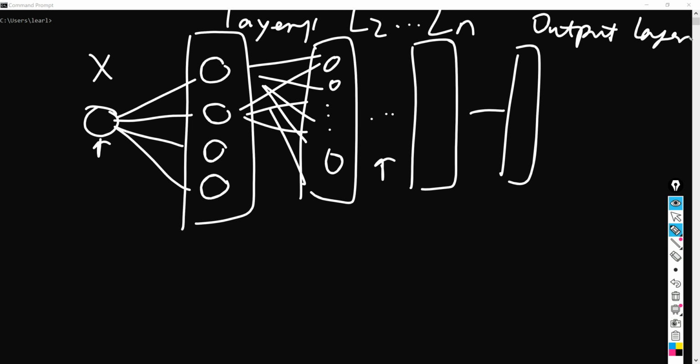The output layer can, for example, output the binary case, and we call that the sigmoid function. The sigmoid function will only output 0 or 1. For example, if I want to recognize an image as either a cat or a dog, then probably 0 is cat and 1 is dog, and then I can just recognize it.